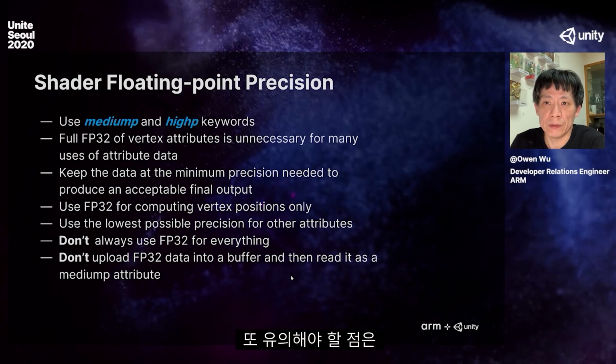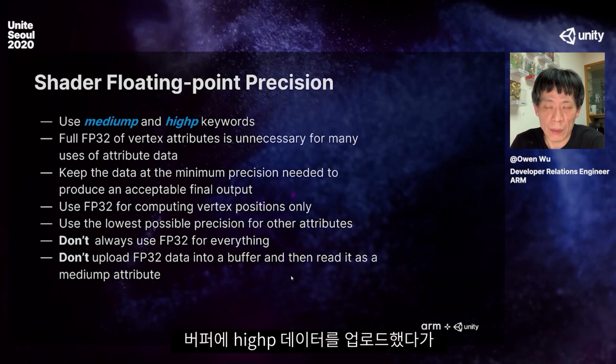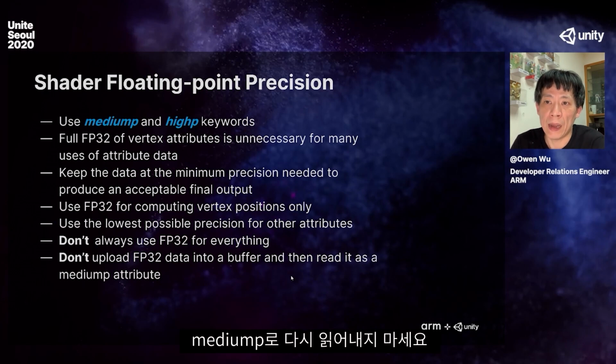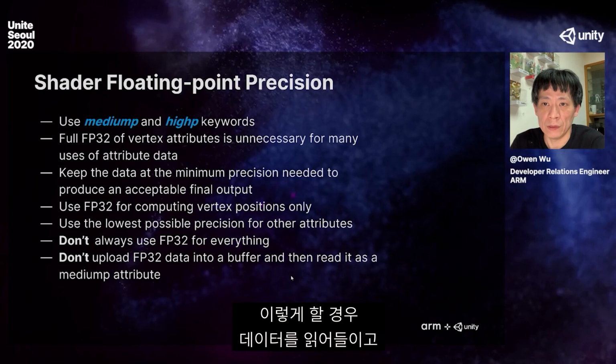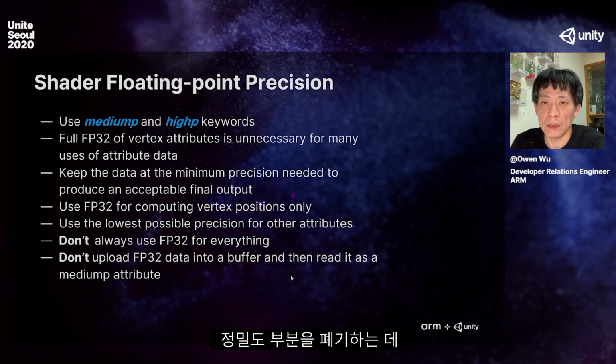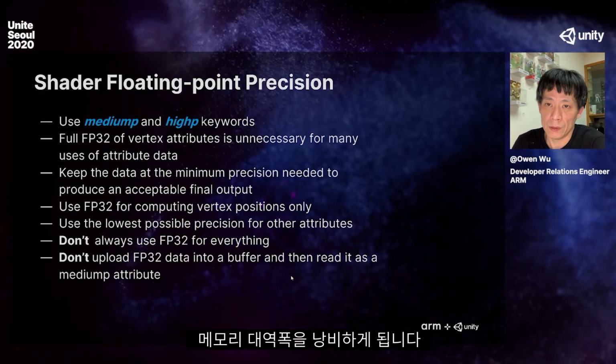And the other thing is, don't upload highp data to a buffer, then read it back as mediump. In this case, you just waste the memory bandwidth to read the data in and discard the precision part.